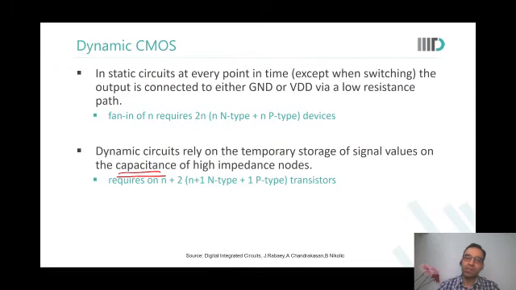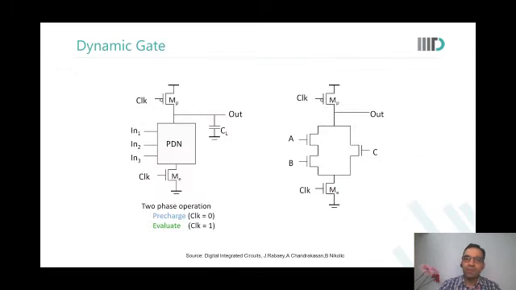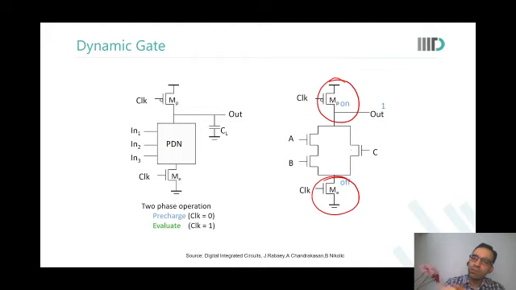So what does this mean? This means that you have, for example, a dynamic gate and you have a clock also going to it. Now, when Ck is equal to 0, what happens? This PMOS is on, this NMOS is off, output goes to 1. This phase is called the pre-charge phase.